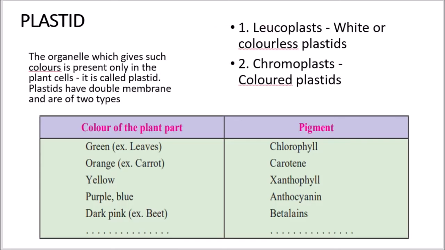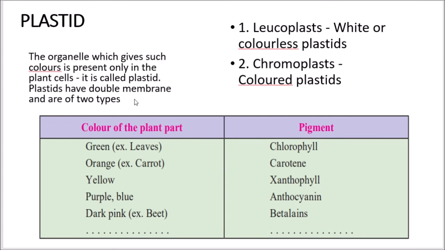The next is the plastid, and plastids are present only in plant cells, not in animal cells. So what is the plastid? The organelle which gives color is present only in the plant cell. Plants have different colors in their flowers and whole body, like green, and flowers have red, orange and so many colors. This color is brought about by the plastid. So it is called plastid.